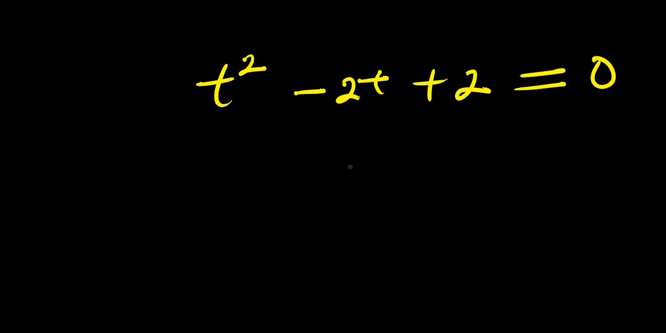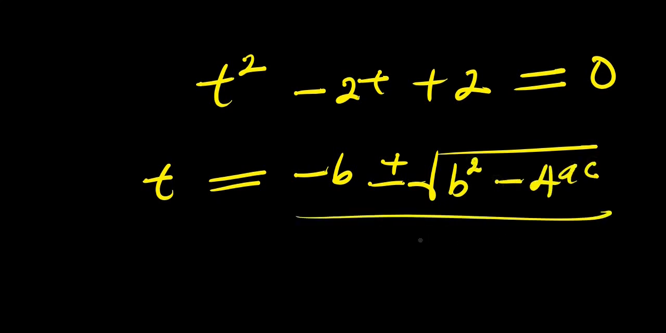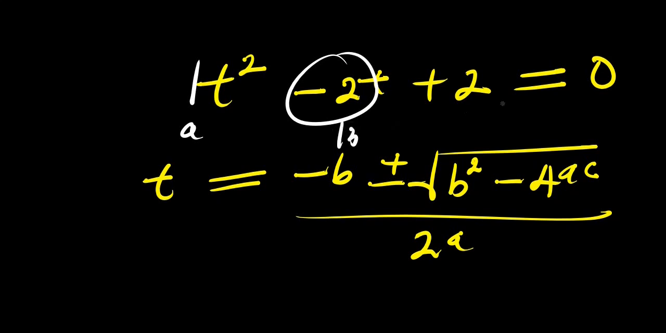So we are going to solve this quadratic equation still using the same formula method. We have t equals negative b plus or minus square root of b squared minus 4ac, divided by 2 times a. And the coefficient of t squared here is our a. The coefficient of t is our b, and this is our c, which is 2. So our b here is negative 2.